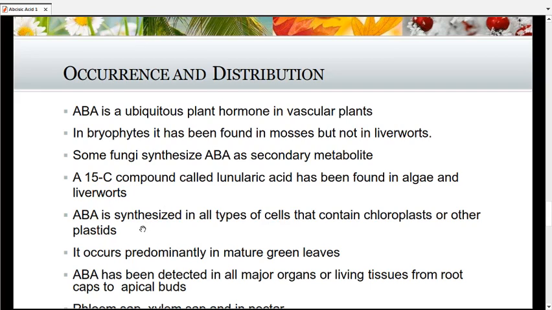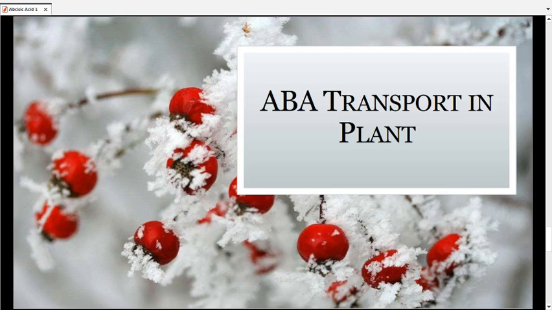Now, where is it synthesized? ABA, or abscisic acid, is synthesized in all types of cells that contain chloroplasts or other plastids. That means where chloroplasts are present in plant cells, abscisic acid is synthesized. It occurs predominantly in mature green leaves, and it has been detected in major organs or living tissues from root caps to apical bud. Even in phloem and xylem, it is also present. So we see its occurrence and distribution: all vascular plants, mosses, fungi as a secondary metabolite, cells where chloroplasts are present, and predominantly mature green leaves. Hope students you understand this.